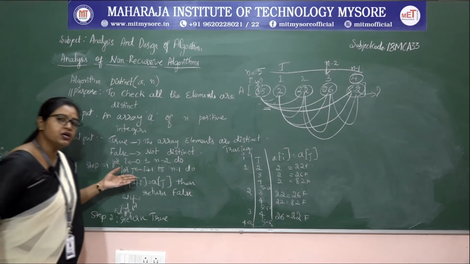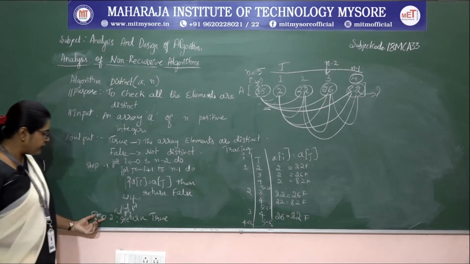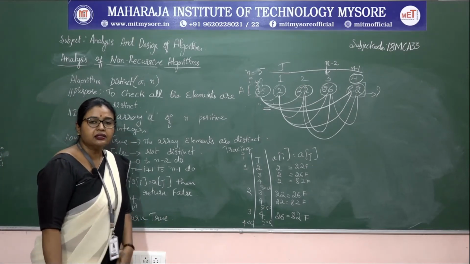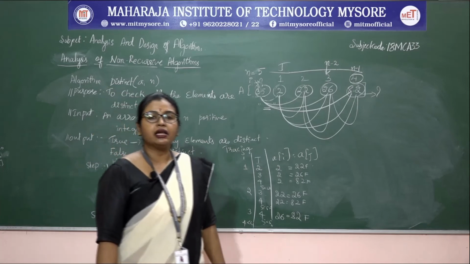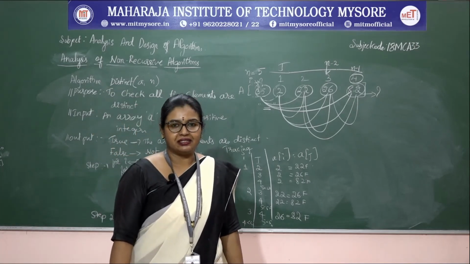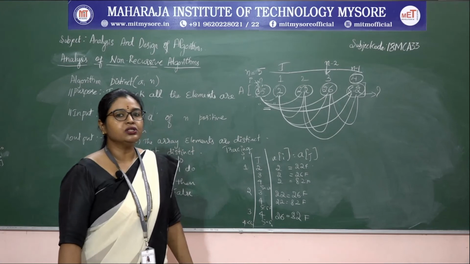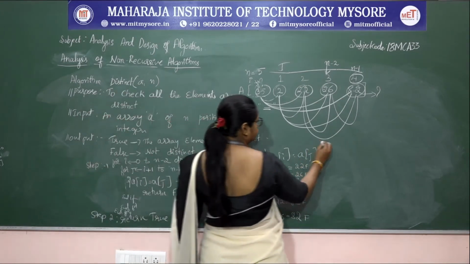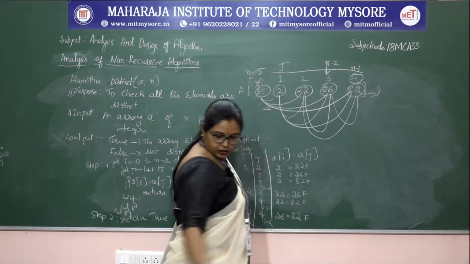If both the for loops are terminated, at the end we are going to return what? True, saying that the array elements, whatever the array elements they have given, are distinct. Therefore, how to do the analysis for this algorithm? The analysis is very simple.